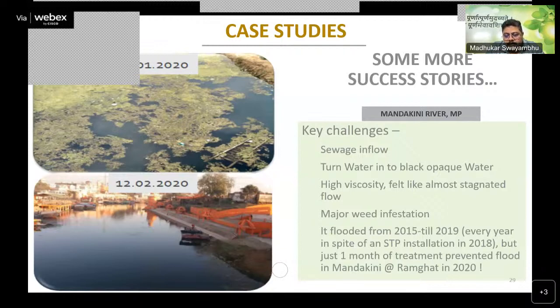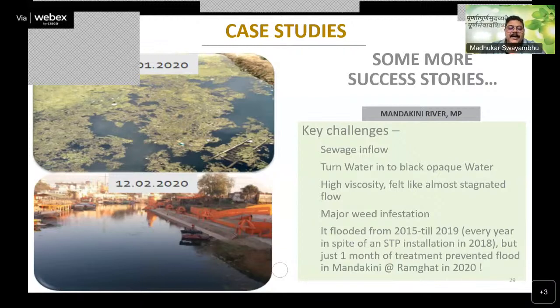Now, in 2015, it flooded for the first time, followed by '16, followed by '17. Then the MP Pollution Control Board took suo motu cognizance of the eventuality, and they got an approval for building a sewage treatment plant of 4.7 MLD. So the construction started in '17, and it got completed in '18. In '18, it was functional, dedicated to the people of Chitrakoot. Still, it flooded in '18, and it flooded in '19.